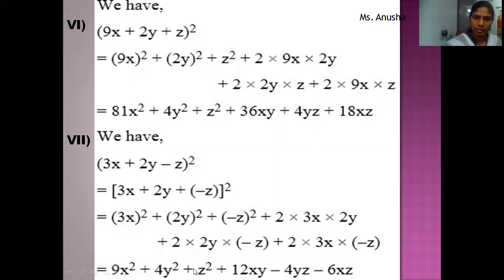So the final answer is 9x square plus 4y square plus z square plus 12xy minus 4yz minus 6xz. Okay, now we can go into the next slide.